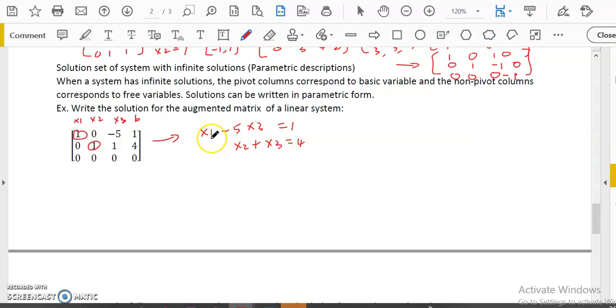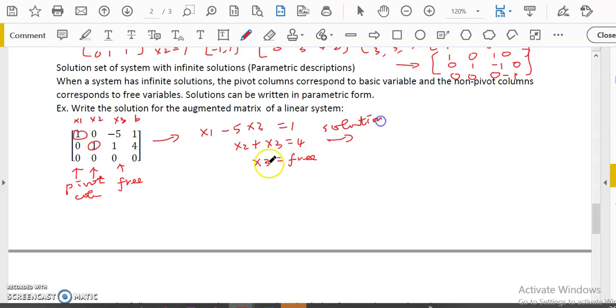Why? Because I don't see x1 equal to a number, x2 equal to a number, but I see equations like this. So to write a solution, these would be the basic variables. We call them the basic variables. These are the pivot columns. And x3 would be a free variable. When it is not a pivot column, it's a free variable. So I would write x3 equals x3. And the solution would be like this.